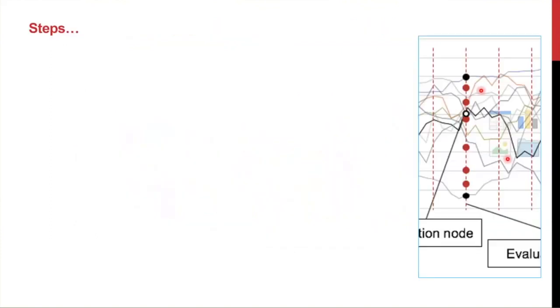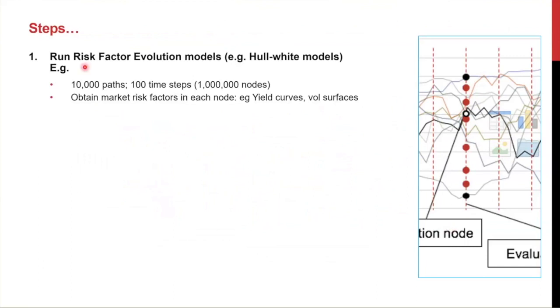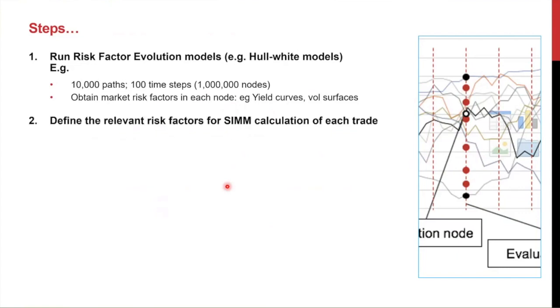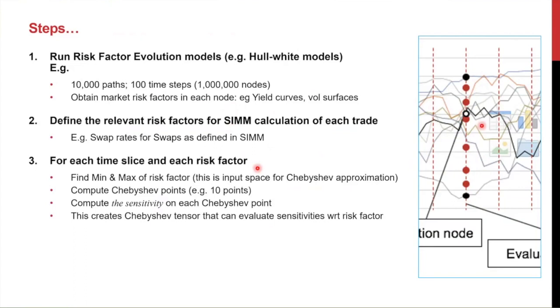Okay, so take this image here on the right-hand side. We've already zoomed in to the time slice in question. Now I'm going to repeat what I said before, just for reinforcement purposes. What do we first do? Run the risk factor evolution model. Let's say a Hull-White model, but it doesn't really matter which one it is. We've got 10,000 paths, 100 time steps into the future. We're going to have 10,000 nodes in this time slice, because that's the number of nodes we have in each time slice. Now, at each of these nodes, you're going to have a whole yield curve. In particular, you're going to have the distribution of one-year swap rates, one-year swap rate being one of the risk factors that ISDA specifies. Right? Then what do we do? As I said before, we obtain the maximum, the minimum, and the Chebyshev points along that interval. They don't need to be part of the Monte Carlo simulation, by the way. It's highly likely they're not going to be.